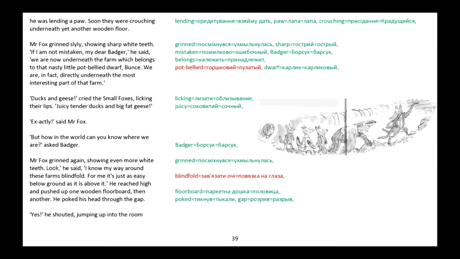"Ducks and geese," cried the small foxes, licking their lips. "Juicy, tender ducks and big fat Greek geese." "Exactly," said Mr. Fox. "But how in the world can you know where we are?" asked Badger. Mr. Fox grinned again, showing even more white teeth. "Look," he said, "I know my way around these farms blindfold. For me, it's just as easy below ground as it is above it." He reached high and pushed one wooden floorboard, then another. He poked his head through the gap.